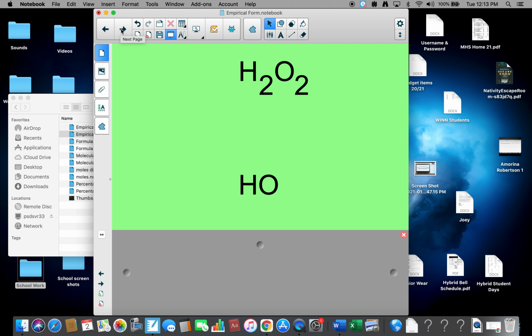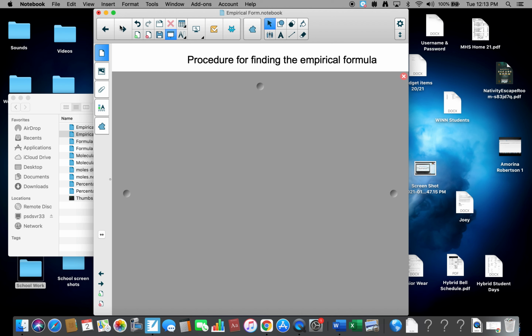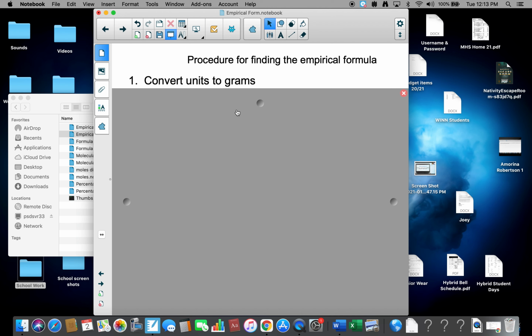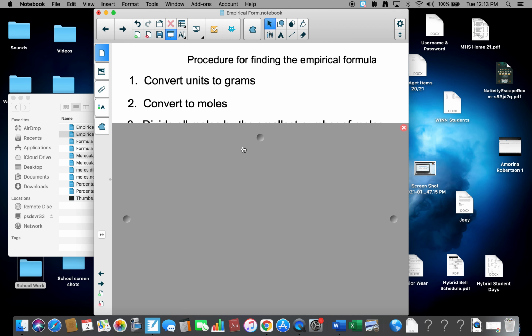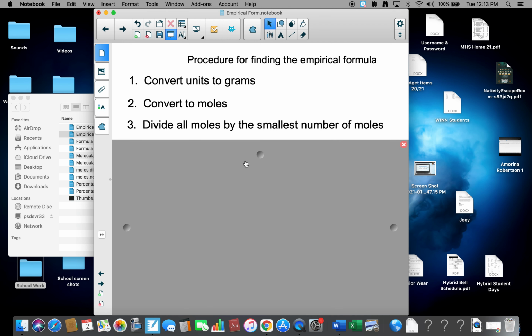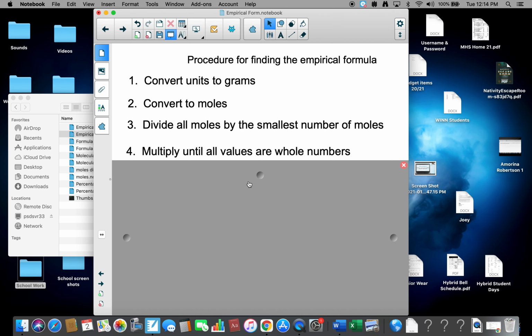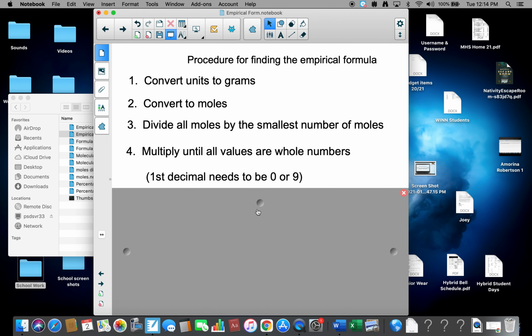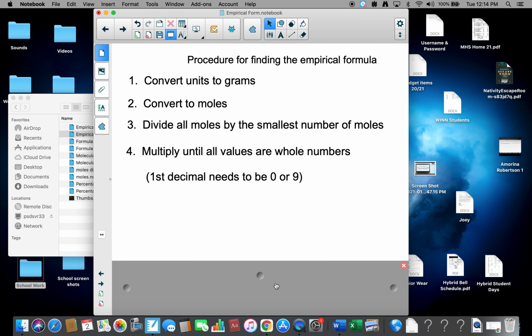All right, so there is a procedure to go through to find the empirical formula. First thing we're going to do is convert all units to grams. Then we're going to convert to moles. Then we're going to divide all moles by the smallest number of moles. We multiply until all values are whole numbers. Now, what are whole numbers? The first decimal needs to be either a 0 or a 9, and that's the process.